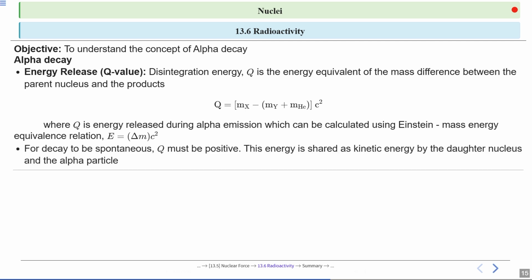For alpha decay to happen on its own, the Q value must be positive. This means the process releases energy, making it spontaneous. The energy released is shared as kinetic energy between the daughter nucleus and the alpha particle. So, the bigger the Q value, the more energetic the particles will be after the decay.